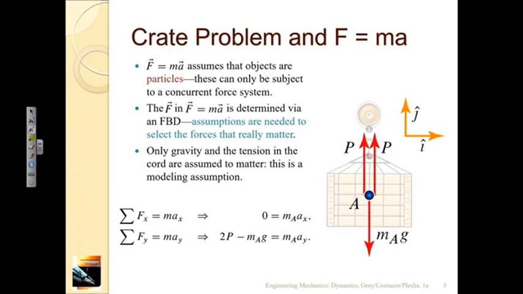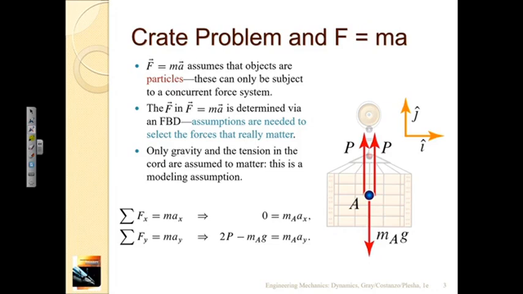So for this crate, modeled as a particle, think about how you would do this. All the forces are acting through our center of gravity. That's our concurrent force system. And we want to write all the external forces on this. So now our crate is here on Earth again. Just like you would do in statics, we've got mg going down. We've made a cut through the rope twice, so we've got 2P going up, or T if you like cable tension a little better.